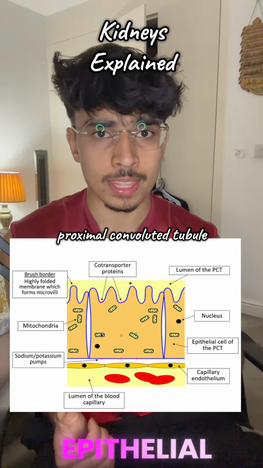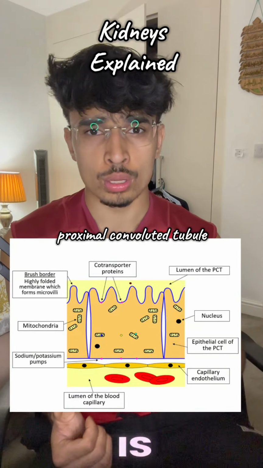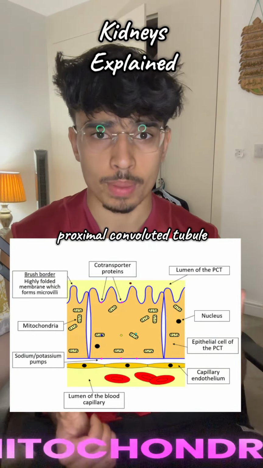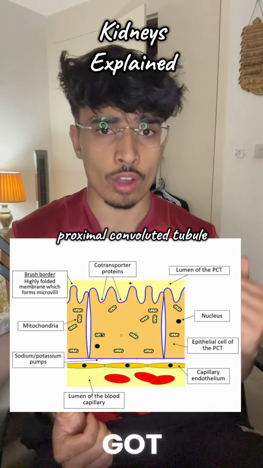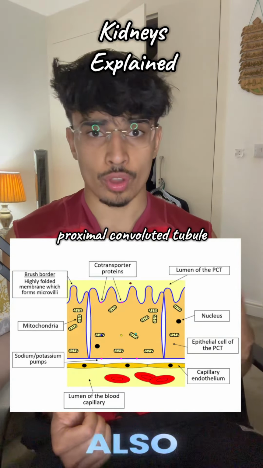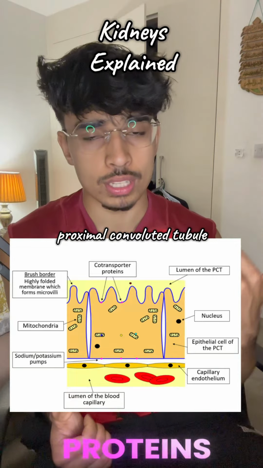Okay, so in the epithelial cells of the proximal convoluted tubule, glucose is actively transported in. Okay, that's why they have loads of mitochondria for ATP synthesis. They've got microvilli, which increases the surface area, so increased rate of diffusion. They've got lots of carrier proteins, channel proteins.